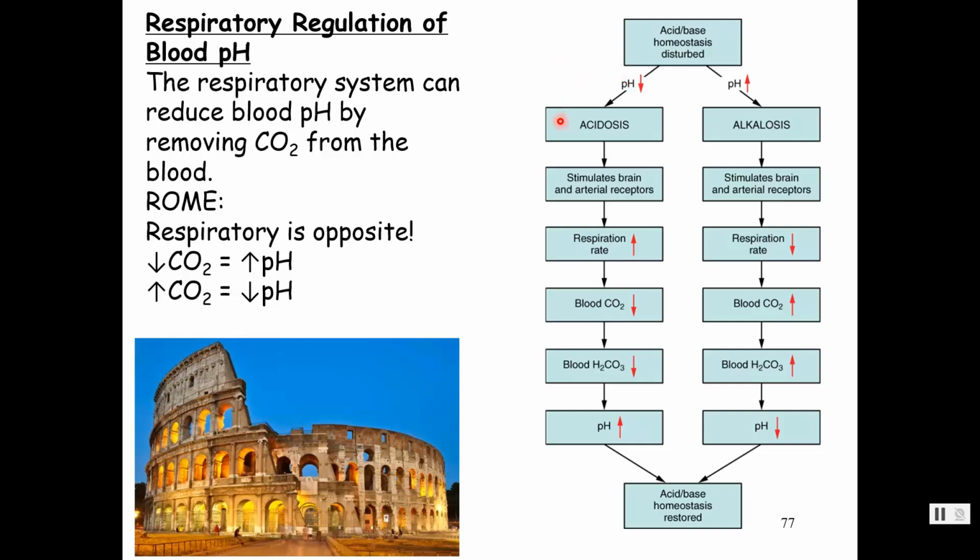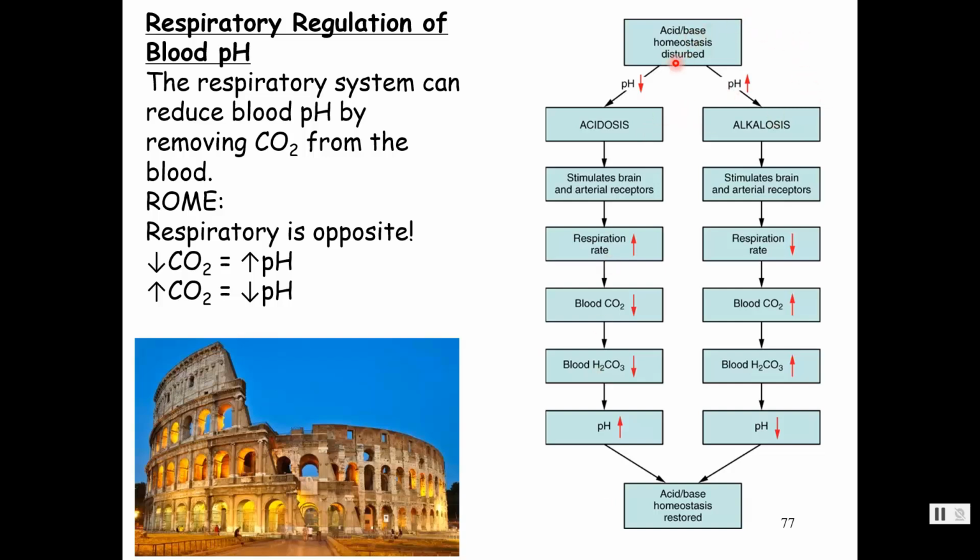So look right here. Acidosis, low pH, stimulates those central chemoreceptors in the brain and, to some extent, those arterial receptors in the aortic bodies and the carotid bodies. We're going to get an increased rate and depth of breathing. That's going to lower blood CO2, which lowers carbonic acid, and that is going to raise the pH, and so restore acid-base homeostasis.